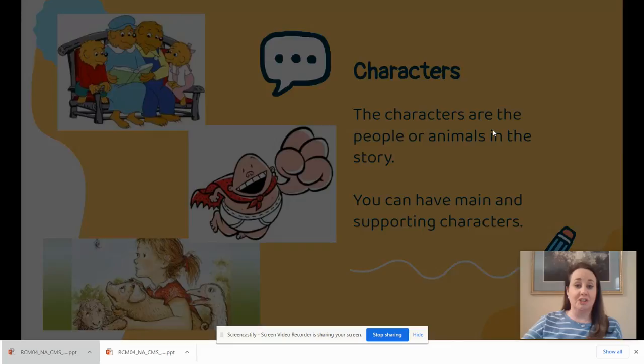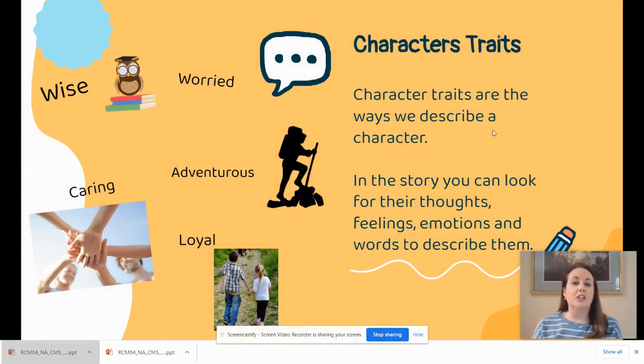So let's talk about character traits. When we're talking about character traits, we're talking about the ways we can describe a character. You can look for the way that they are thinking. You can look at words that are describing how they're feeling, and then also those emotions that they may have. You can use those adjectives to describe your characters. And it could also be in a particular time of the story, or you can see character traits that run throughout the story. But a lot of times with those character traits, you can relate to the character with whatever is going on with them.